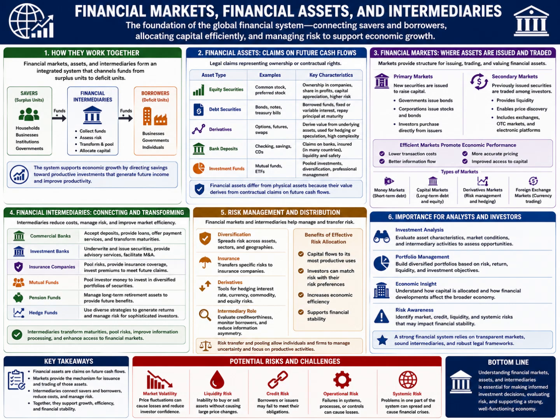Financial markets and intermediaries also help manage and distribute risk throughout the economy. Investors differ in their willingness and ability to bear risk, and financial systems facilitate risk transfer through diversification, insurance, derivatives, and structured financial products. For example, bond markets allow governments and corporations to borrow funds, while investors earn interest income according to their risk preferences.